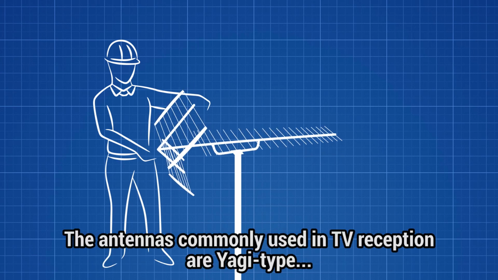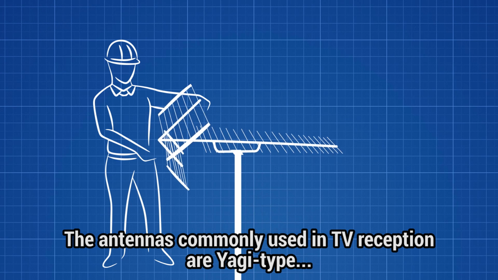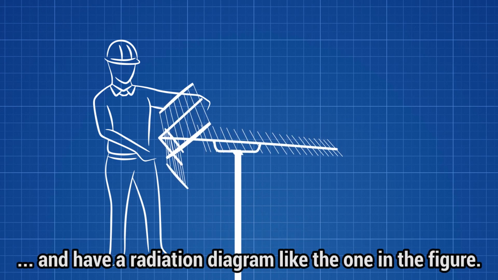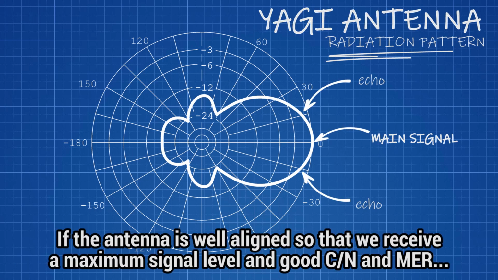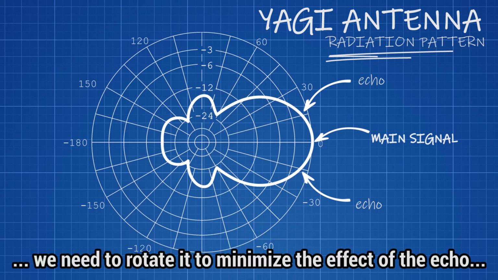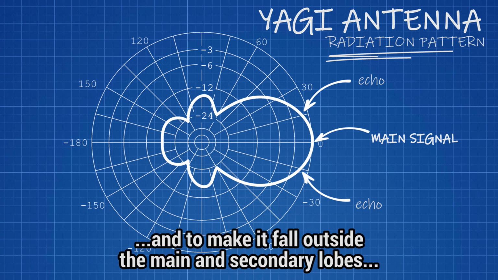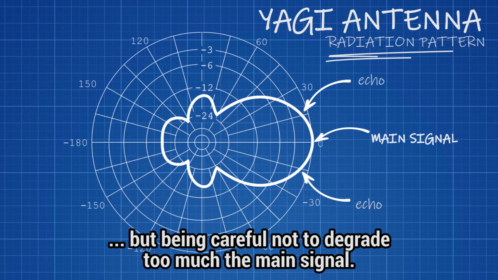The antennas commonly used in TV reception installations are Yagi type and have a radiation diagram like the one in the figure. If we have our antenna aligned as in the picture, so that we receive a maximum signal level, good carrier-to-noise ratio, MER, etc., we will need to rotate the antenna to minimize the effect of the echo and to make it fall outside the main and secondary lobes, but being careful not to degrade too much the main signal.